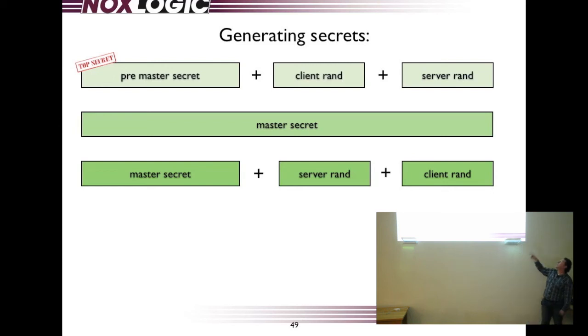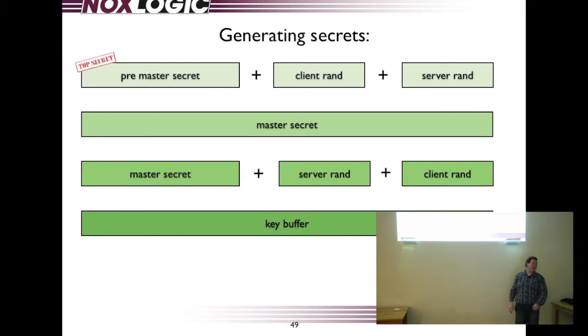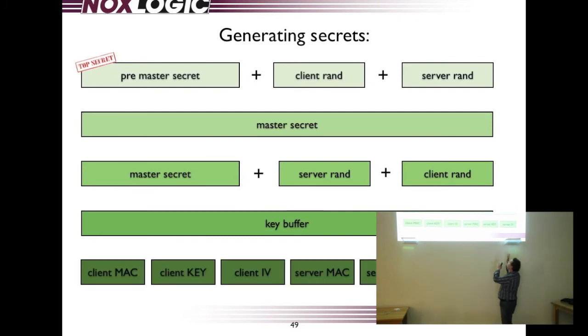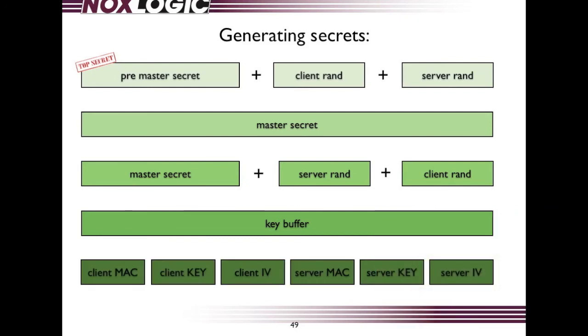So the server random and the client random, they are switched on in this case. And it creates something called a key buffer. It's too complex to explain how the algorithms work. But from that key buffer, we're going to split it into 6 different keys: a client MAC key, a client key, a client IV, a server MAC key, a server key, and a server IV. So the MAC is used for verifying if the communication between the client and the server is actually valid. So we can validate that information.